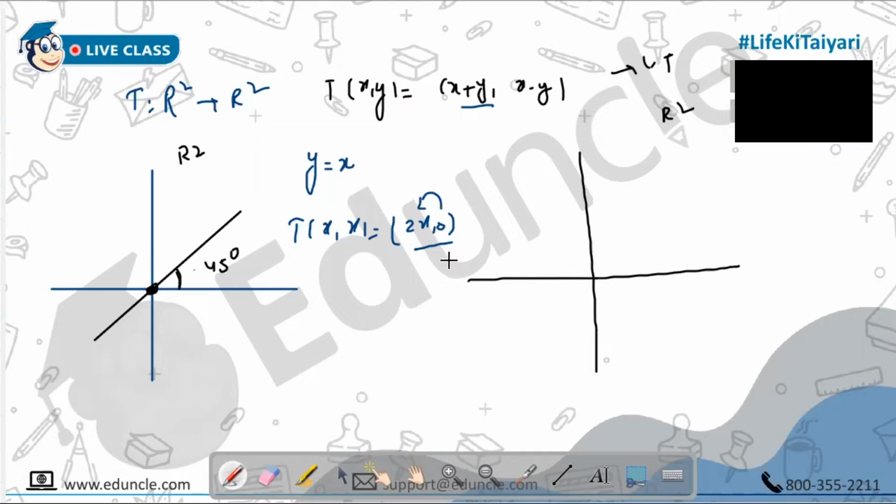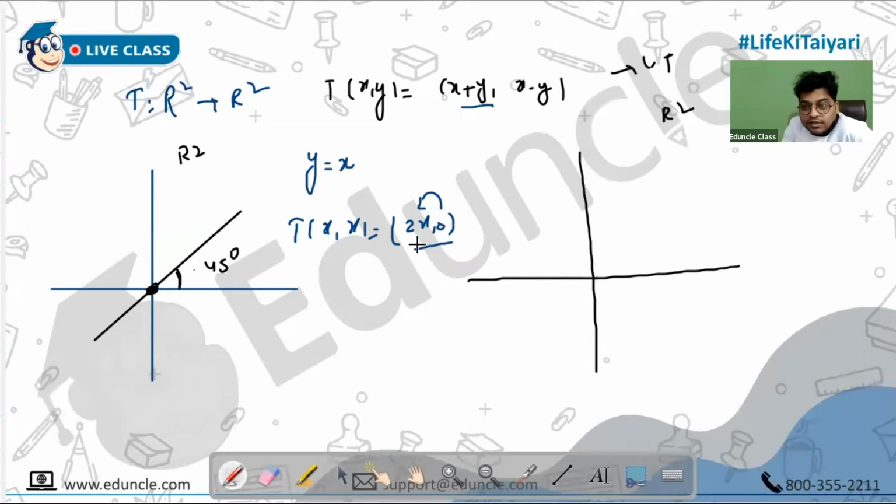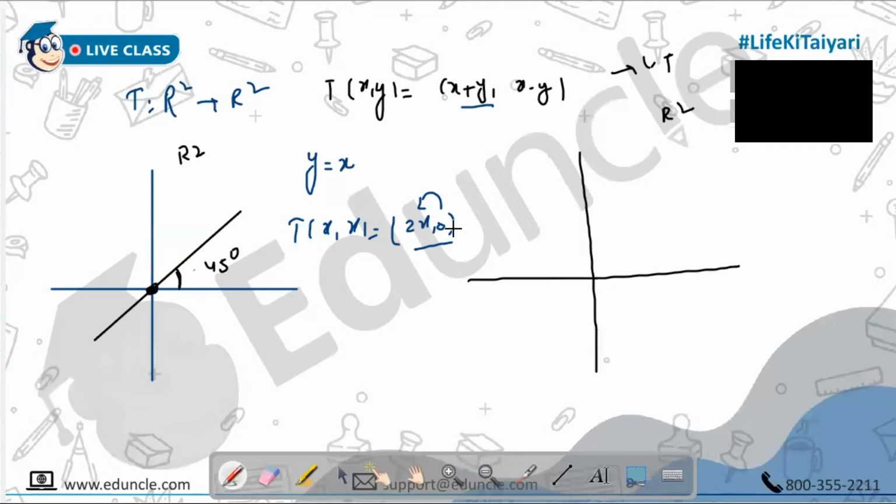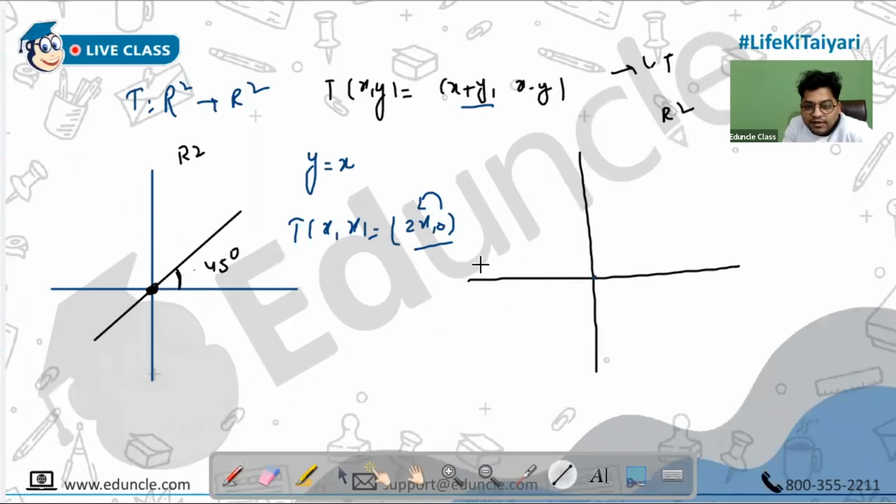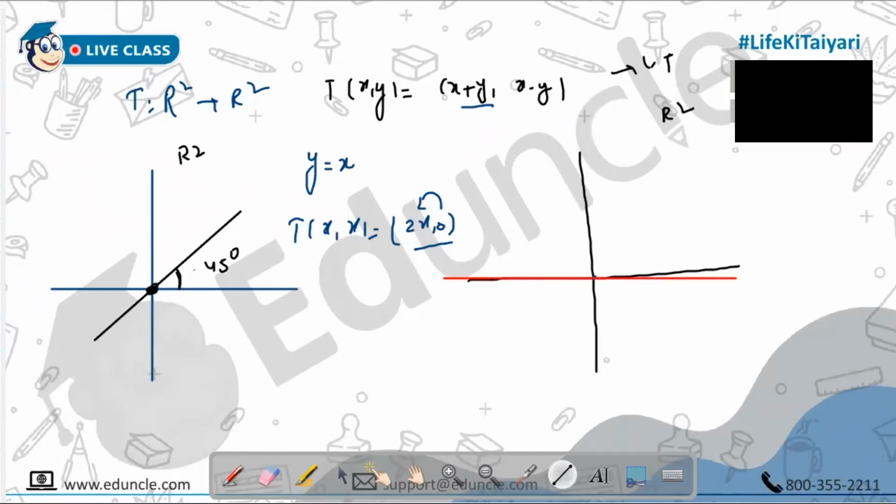Is it on another line? No, what is this 2x? Is it y is equal to x? Is it the line y equal to 2x? How can you say (2x, 0)? If you take x, it's the axis, I think, because x is a real number. Whatever this is mapping, see, this line is mapping to this. So this transformation looks like it has no rotation.